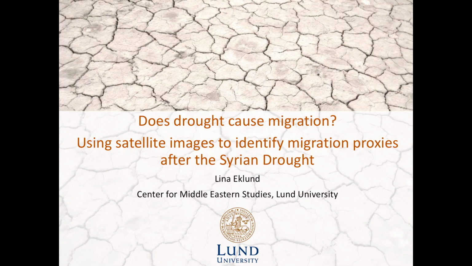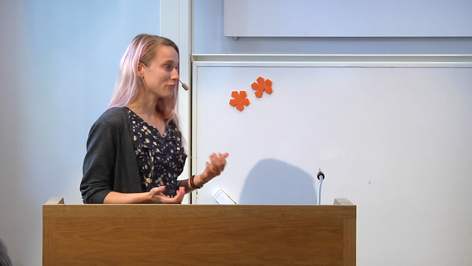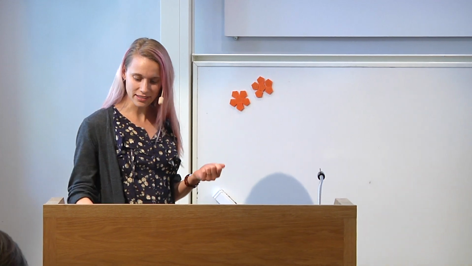Hi everyone, I'm Lina Eklund, and I'm kind of interested in this question of does drought cause migration? I've been looking at it for quite some time, since I started my PhD and also after I finished my PhD. I'm specifically interested in the case of the Syrian drought that was a few years ago, actually almost 10 years ago now. It feels still very recent, and there are still things written and discussed about it. So this is the point of departure for me.